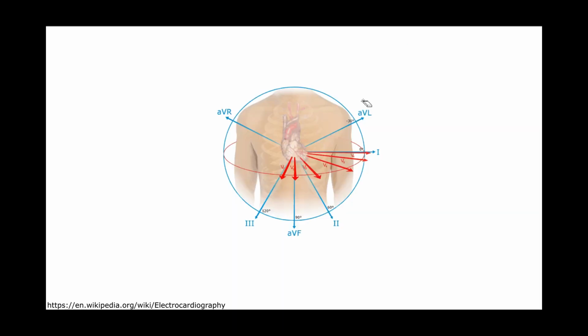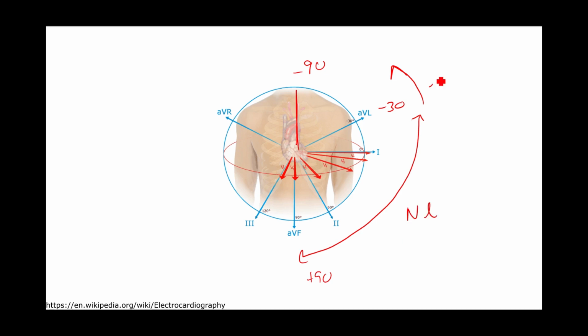So in this slide, I just wanted to establish what left and right axis deviations are. A left axis deviation is anywhere between negative 30 and negative 90. So anywhere going past negative 30. Remember that normal is between negative 30 and positive 90. So this is normal. This is the left axis. And then anywhere from positive 90 to 180 is a right axis deviation.